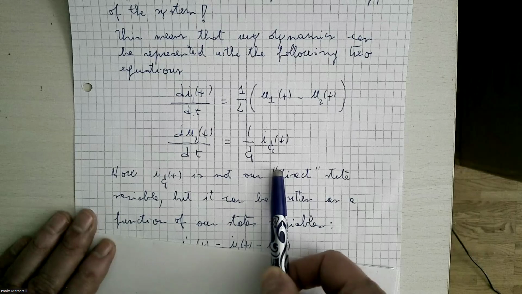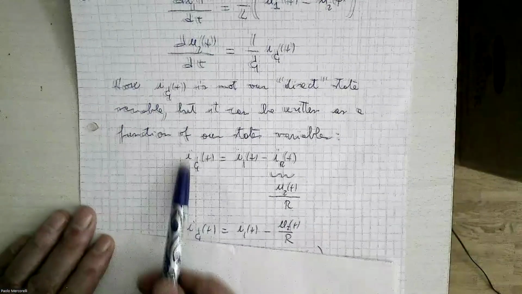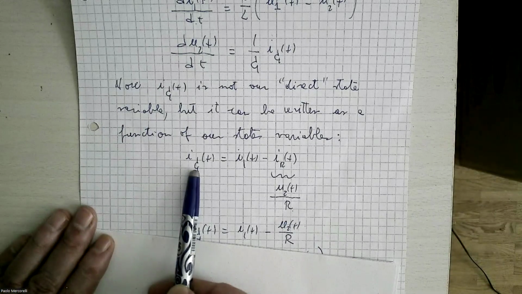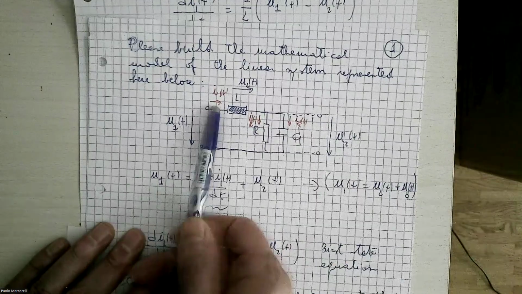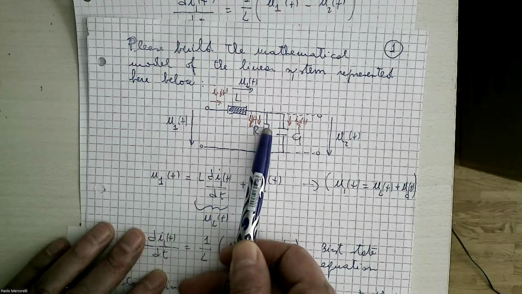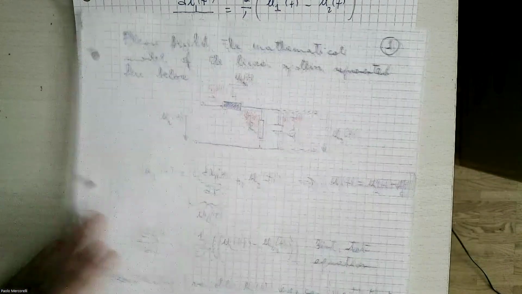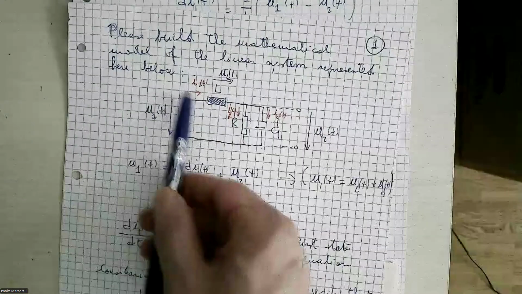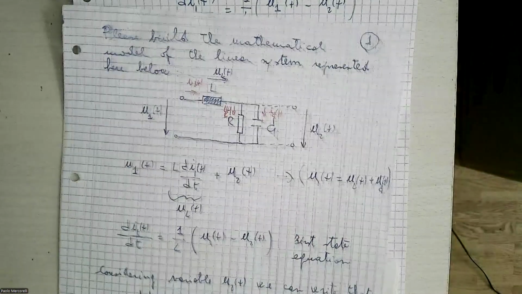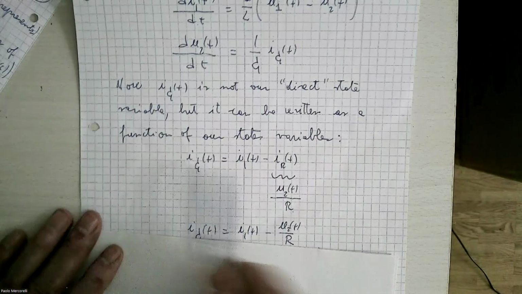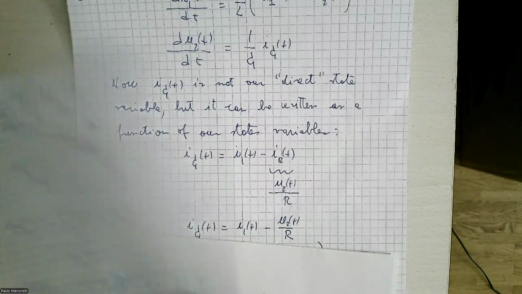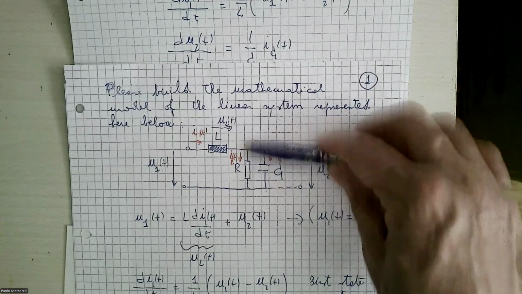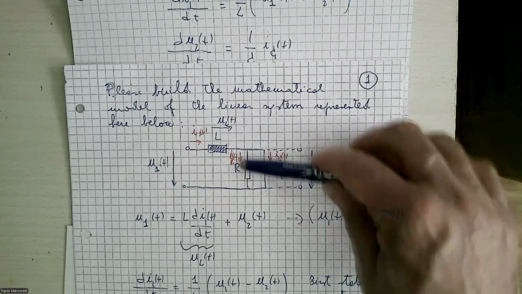IC is not a state, but it's easy to replace, because if you look at the topology of the circuit, let me come back. What is IC? IC is this one. IC is I1 minus IR. Node balance. Remember Kirchhoff. IC is equal to I1 minus IR. Clear? But IR, the current on the resistance, is U2 divided by R. Clear?